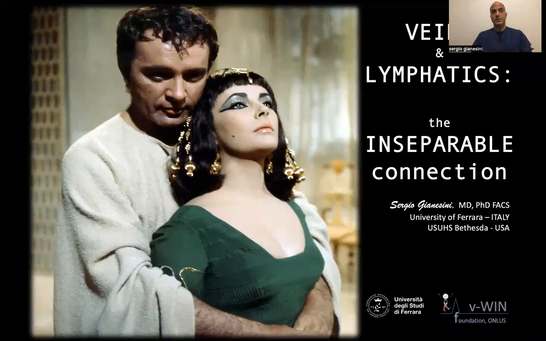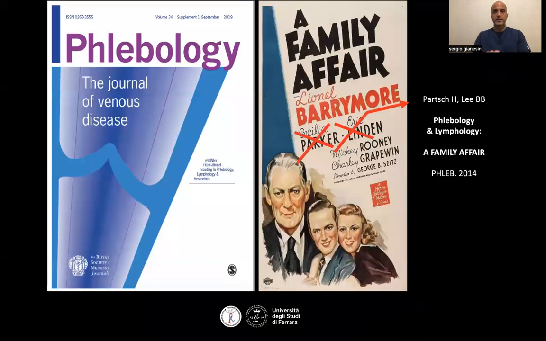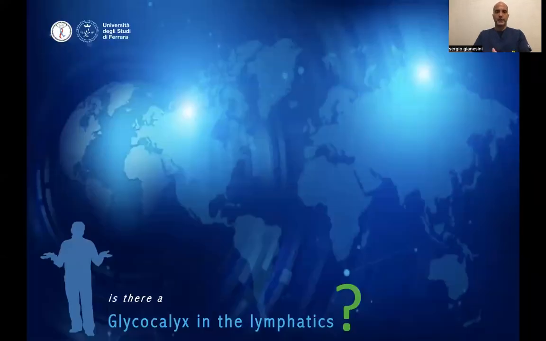And in honor of Egypt, I would say whenever we are getting interested in veins, we should also get interested in lymphatics. We know that they go together, like indeed Antony and Cleopatra, like the inseparable couples, as has been defined also as a family affair in this very important paper by the beloved Hugo Partsch and Professor Bill Billy. So we started wondering if there is such a thing as the glycocalyx in the lymphatics.